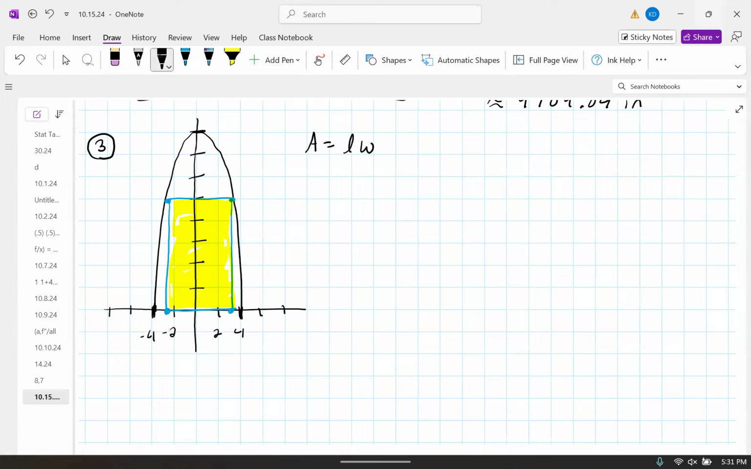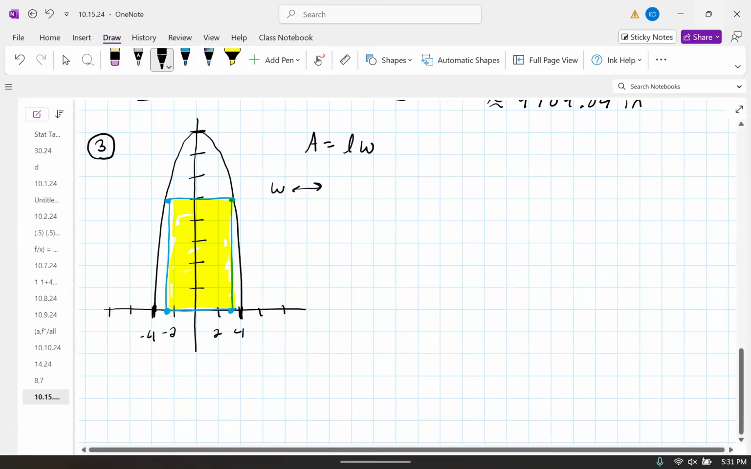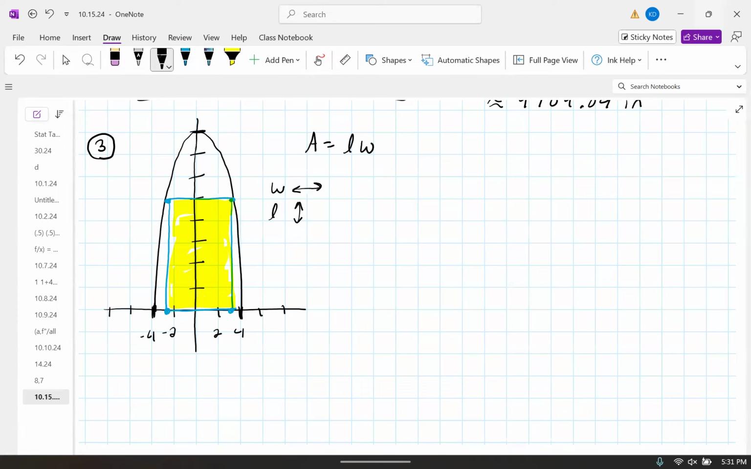I'm going to call my width goes this way and my length goes this way. It really doesn't matter, but so we're all on the same page, let's all do it this way. If you want to do it the other way, just to be obstinate, you do you, but this is what I'm going to do. Okay.